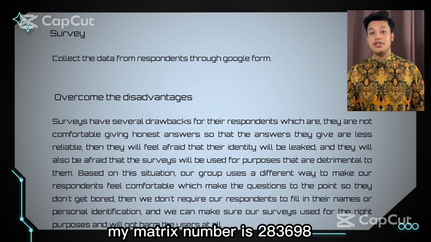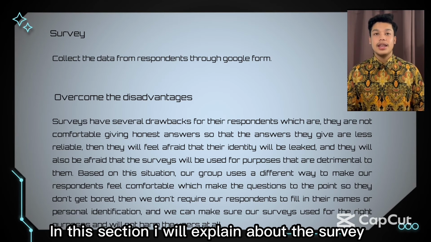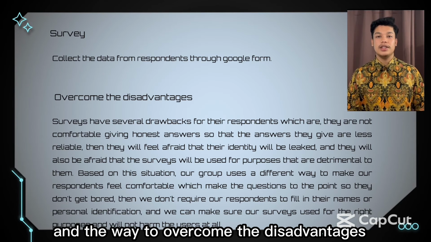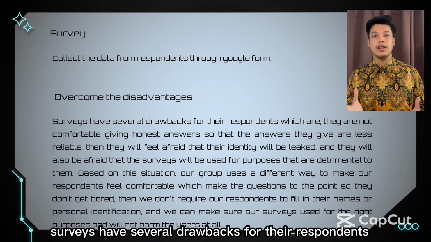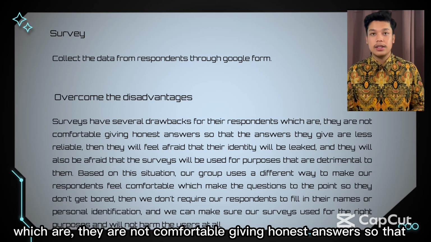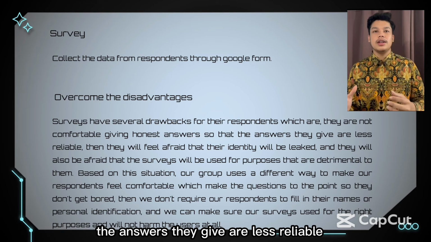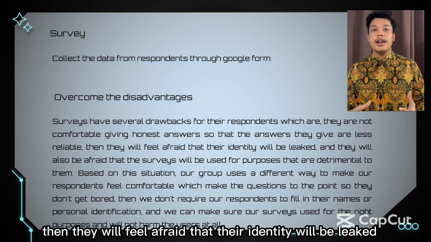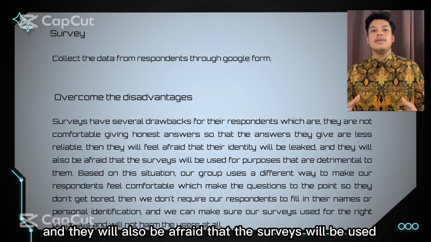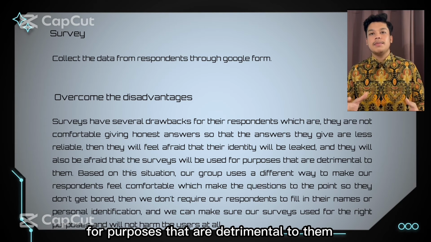Hello, my name is Muhamad Alif Akbar. My matric number is 283698. In this section, I will explain about the survey and the way to overcome the disadvantages. Surveys have several drawbacks for their respondents, which are they are not comfortable giving an answer, so the answers they give are less reliable. Then they will feel afraid that their identity will be leaked, and they will also be afraid that the surveys will be used for purposes that are detrimental to them.